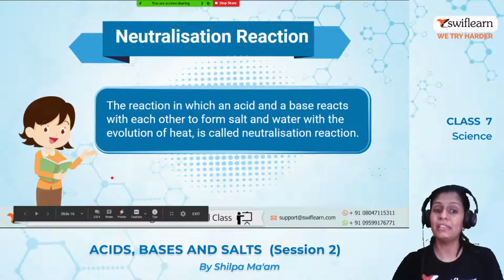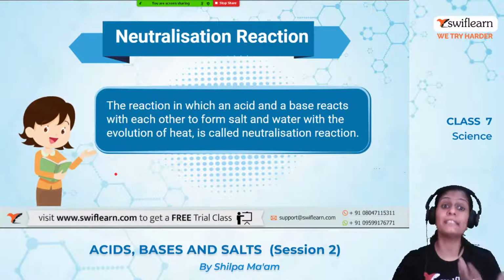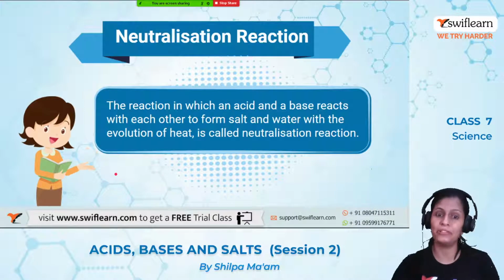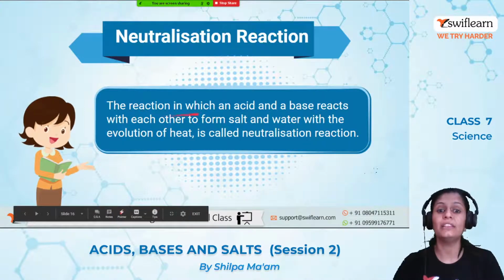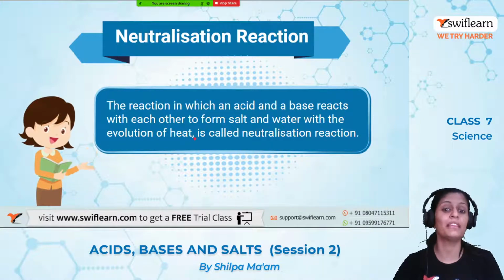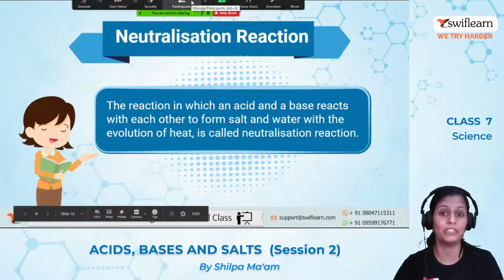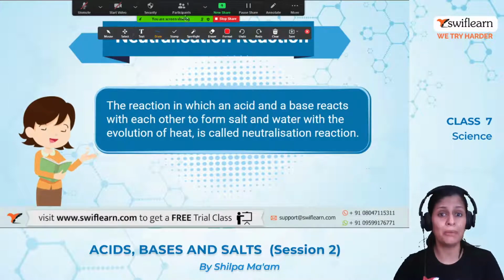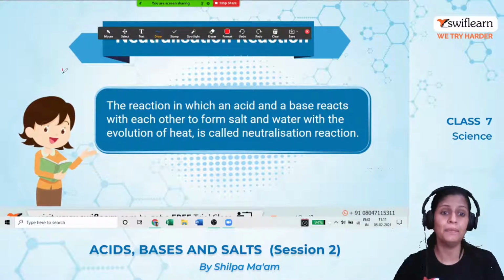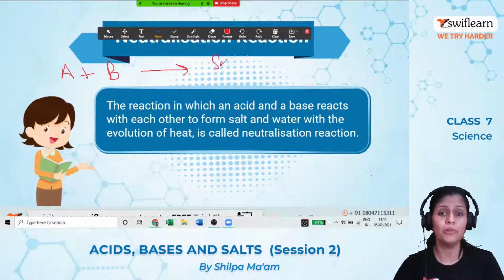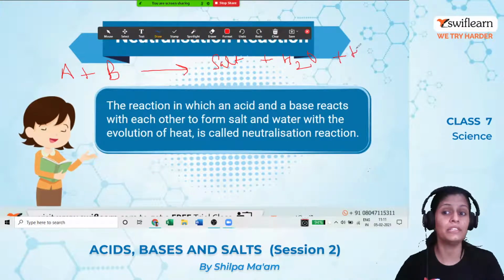Now, what is a neutralization reaction? What are the end products of a neutralization reaction? The reaction in which an acid and base react with each other to form salt and water with the evolution of heat is called a neutralization reaction. If I want to sum it up, an acid is combining with a base, and a salt is formed. Along with it, water is also formed. Along with it, heat is also released during these reactions.